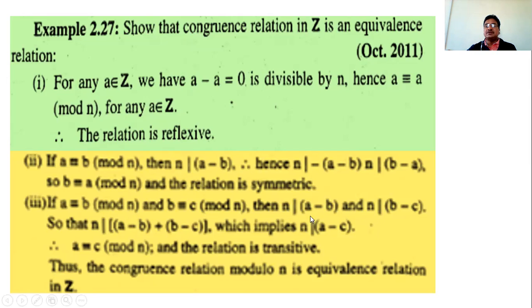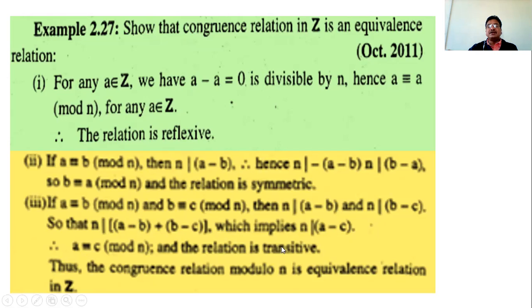And so n divides this number and n divides this number, so we have n divides the addition of these two numbers, a minus b plus b minus c, by using that property of divisibility. And this a minus b plus b minus c becomes a minus c. That is what we have, n divides a minus c, and therefore a is congruent to c modulo n by using the definition of congruence relation.